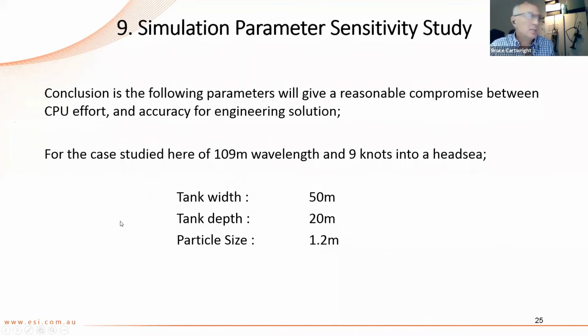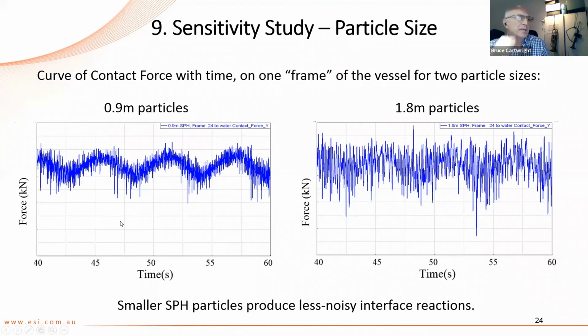Oh, sorry, went too fast. This is the other drawback of large particles. This is the force acting on one of these frames that we were looking at. With 0.9 meter particles, it's a relatively smooth force, still some noise on it, but using 1.8 meter particles, that same inherent signal is there, but there's so much more noise over it.